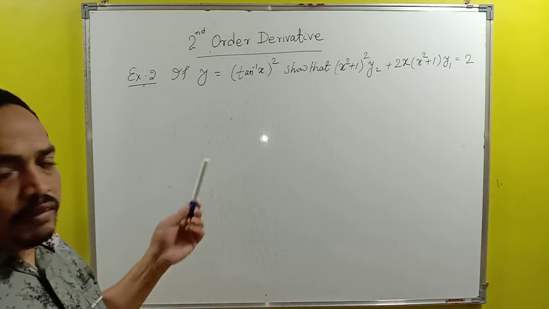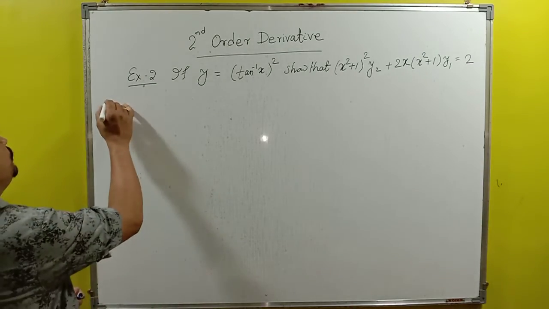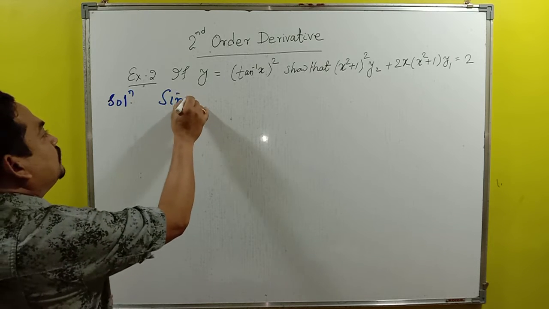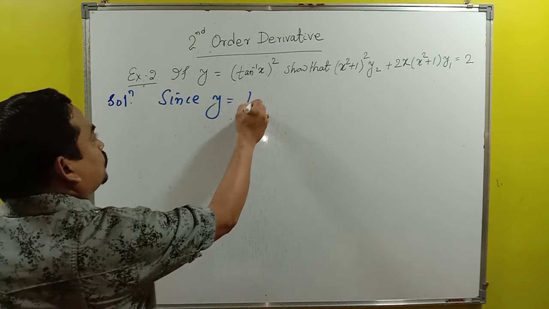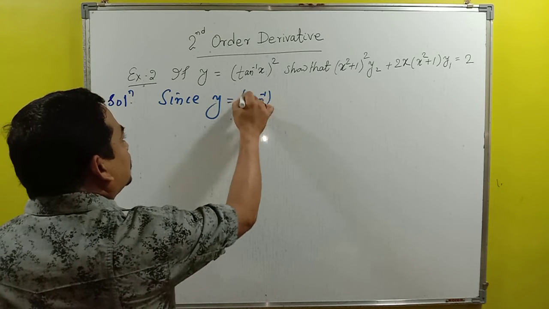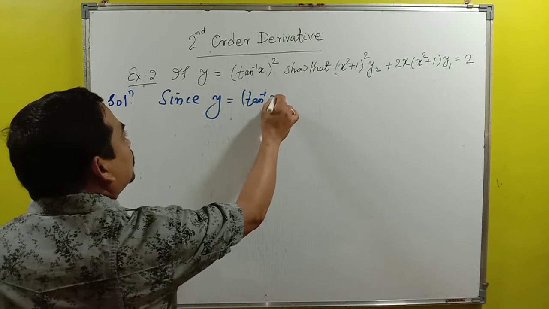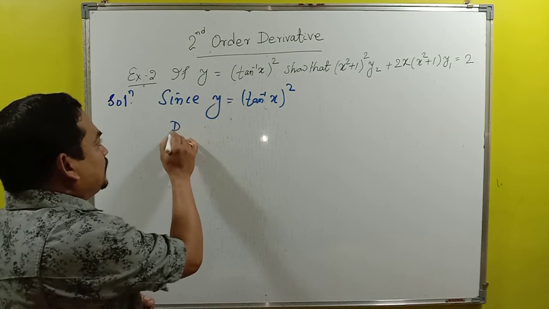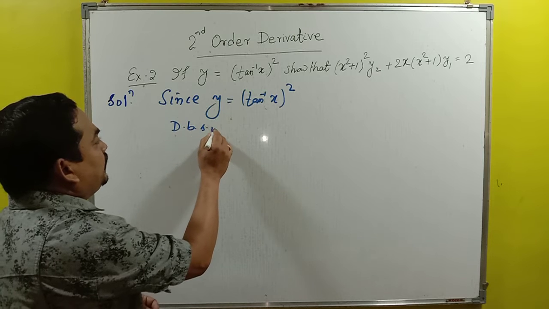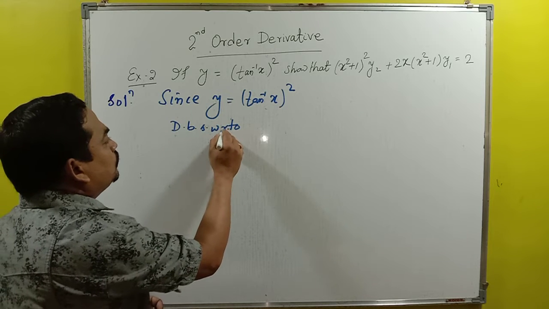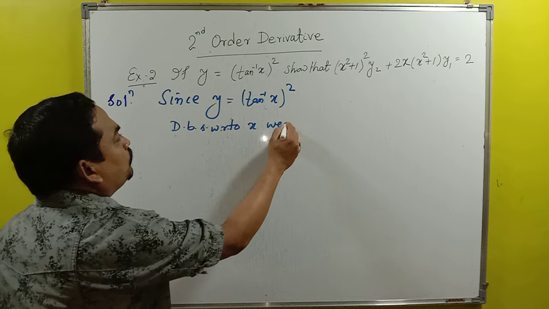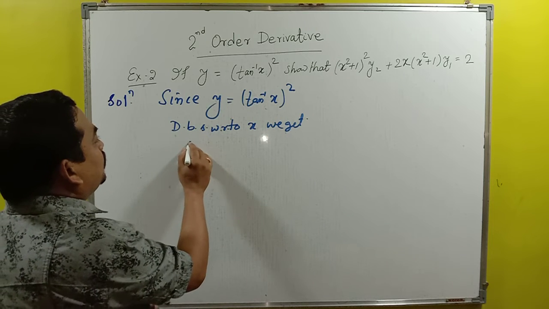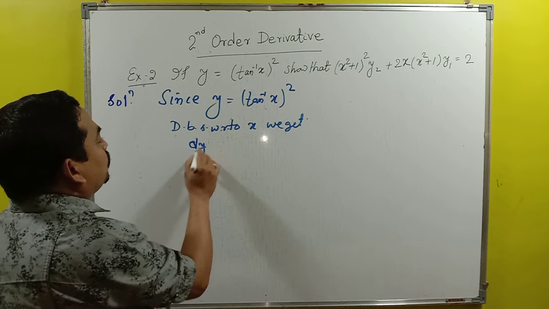Also, let us solve this question. Solution: since y is equal to (tan inverse x) whole square, differentiating both sides with respect to x, what will we get? This will be dy by dx.